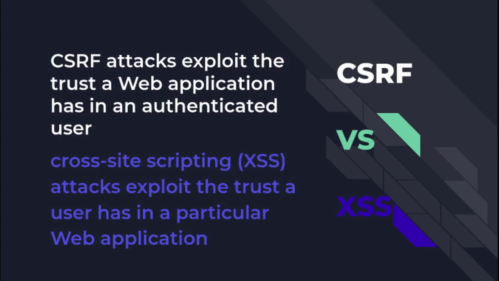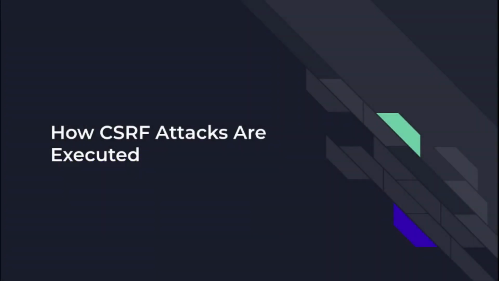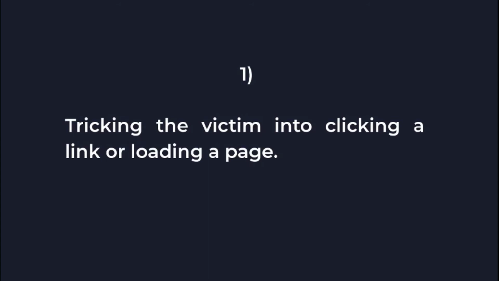The impact of a cross-site request forgery attack depends on the level of permissions that the victim has. Such attacks take advantage of the fact that a website completely trusts a user once it can confirm that the user is indeed who they say they are. There are two main paths to executing a cross-site request forgery attack. The first one is tricking the victim into clicking a link or loading a page.